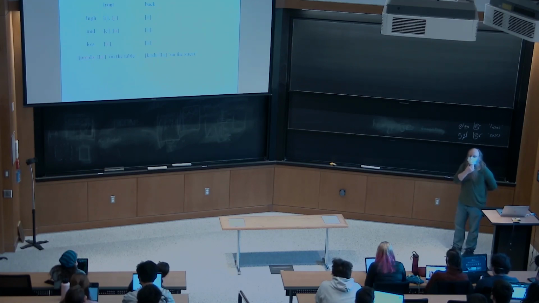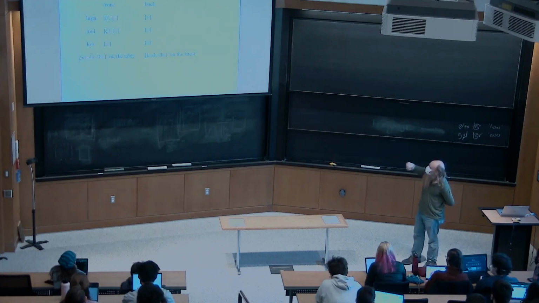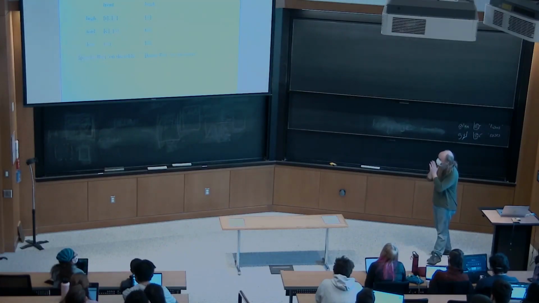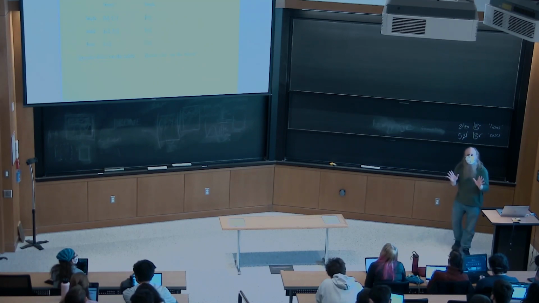Okay? Now I've kind of color-coded the vowels here. You can see there are some front vowels that are red and some back vowels that are blue. If you have a noun where all the vowels are red, like table, then the vowel of the suffix is also red. If all the vowels are blue, then the suffix is also blue. So if all the vowels in the noun are back, like in street, then the suffix gets a back vowel. If they're all front, then the suffix gets a front vowel. Okay? So far, so good.